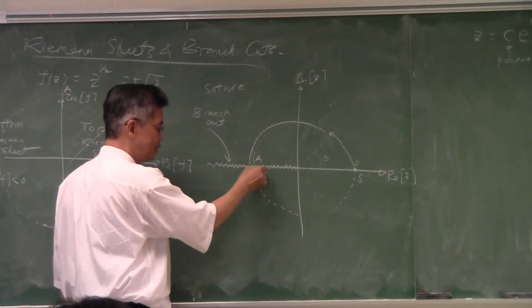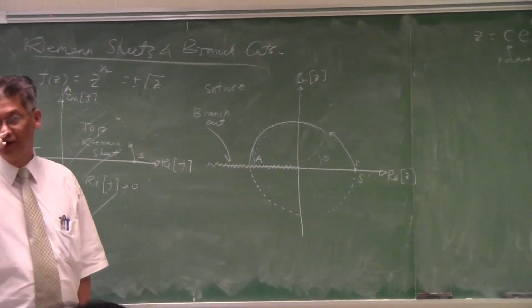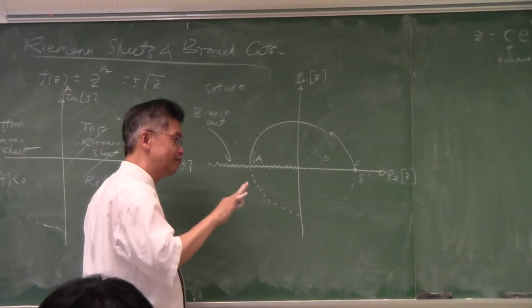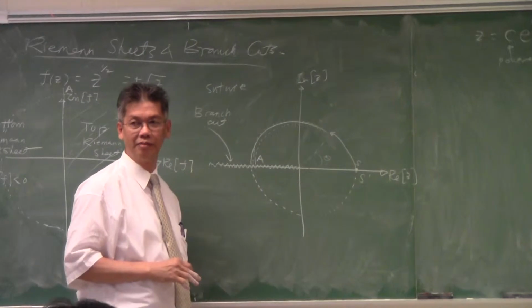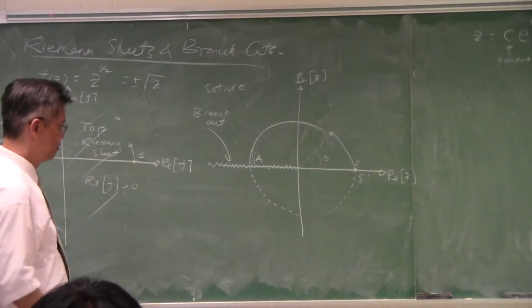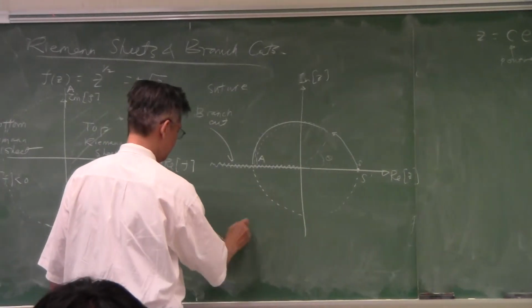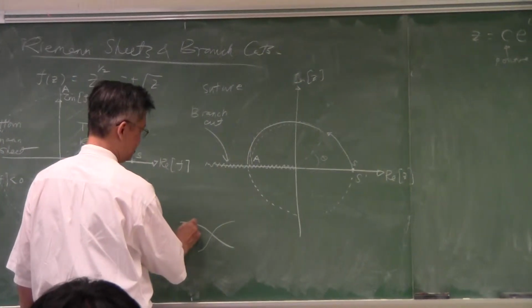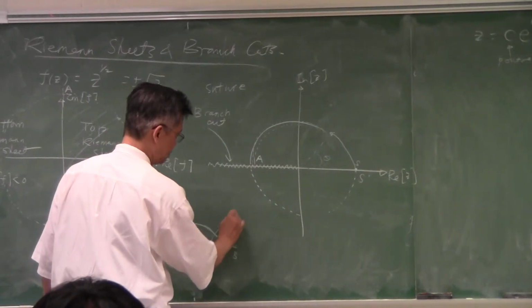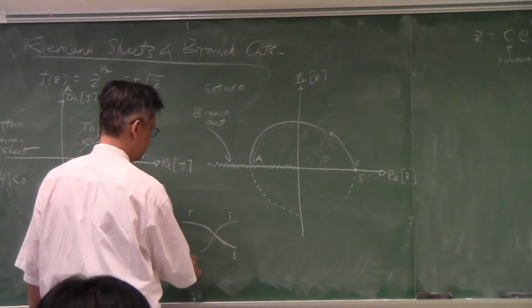I have a choice of jumping over the branch cut. Because I'm on the bottom Riemann sheet, I can go under the branch cut and emerge to the other Riemann sheet. You can think of the branch cut as something like this. I was on the top sheet. I can jump over here. I can go to the bottom Riemann sheet. This is bottom, top, top, bottom.